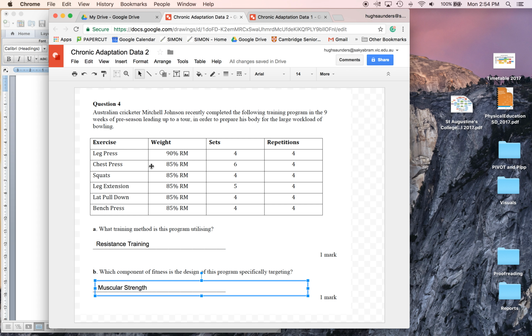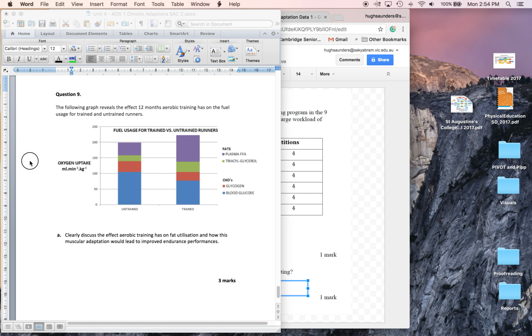So that's the other type of data you might get, an example of a training program or an example of a training session, and you just have to be able to analyse that. You might have to pick up some errors in it, you might have to say how to overload it. Those are the kind of things you'll be asked to do for that. That's just one example there.